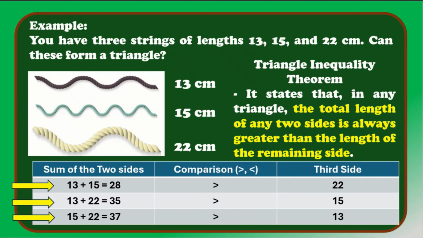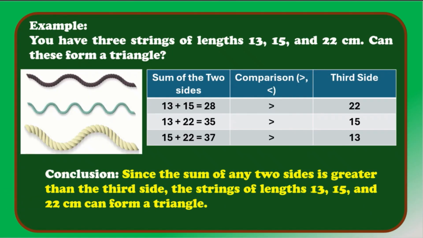By looking at all the combinations of our lengths, we could see that all sums are greater than the length of the remaining sides. So therefore, we could conclude that since the sum of any two sides is greater than the third side, the strings of lengths 13, 15, and 22 centimeters can form a triangle.